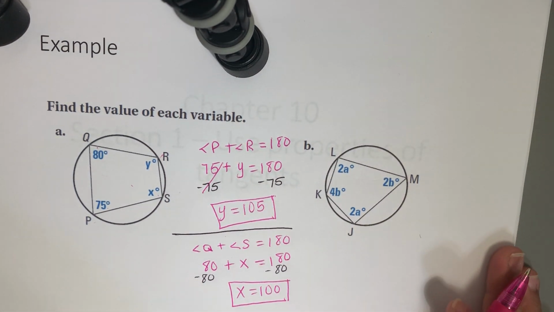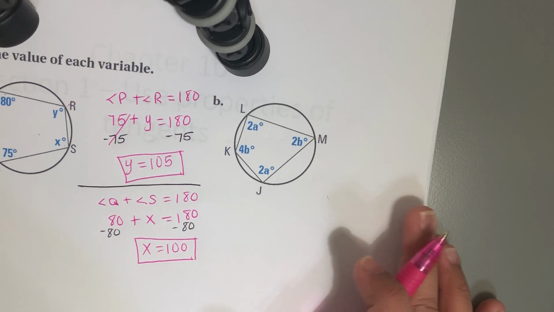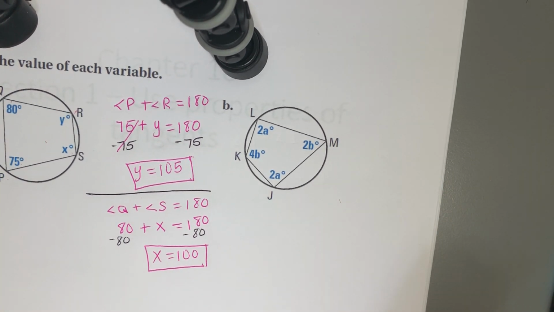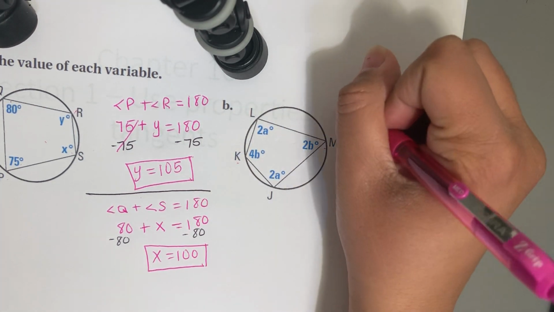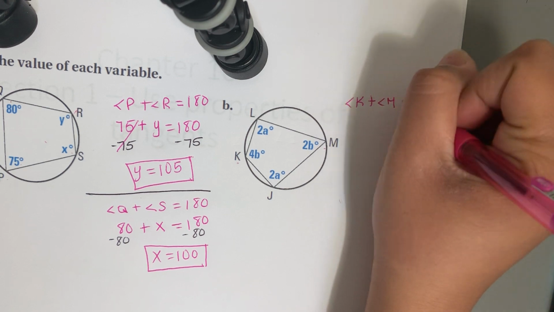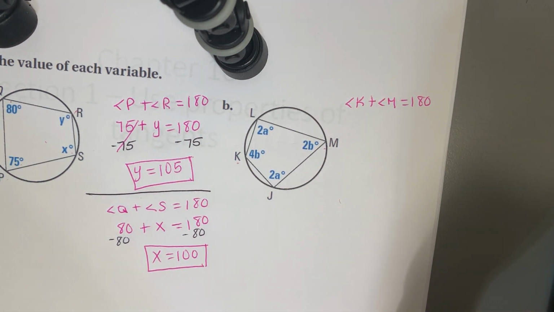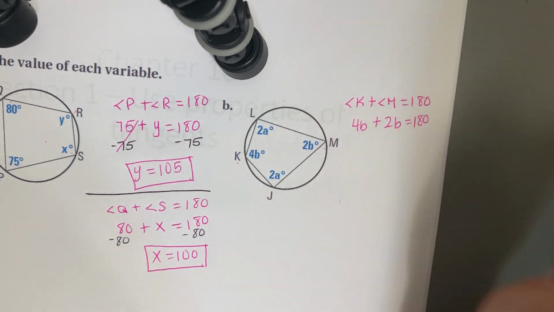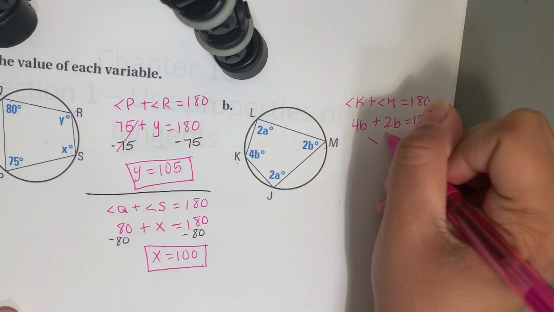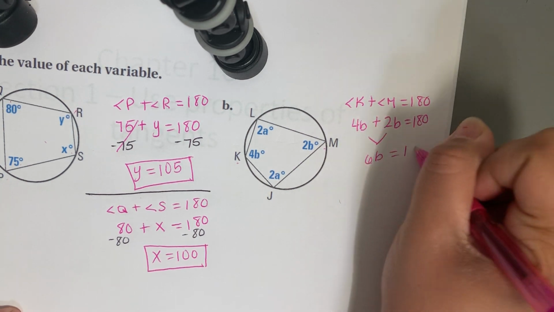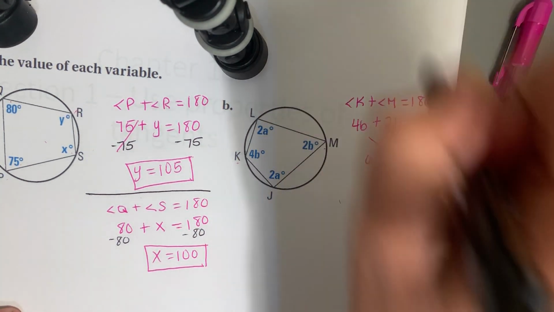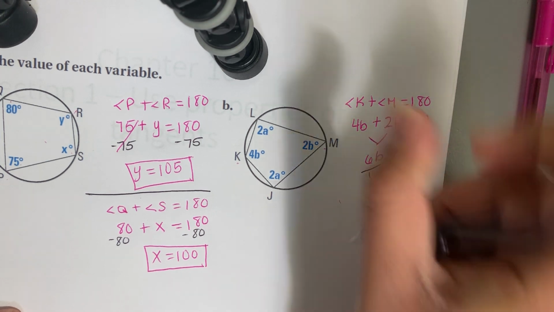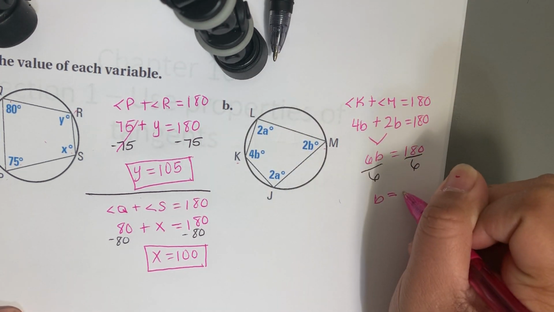Now the next one is not as easy, but it's not that much more difficult. It's still the same process. K and M. K plus M equals 180 because they're opposite. Well, K is 4B and M is 2B, and they equal 180. Combine them. 6B equals 180. And then solve. Divide by 6. B equals 30.